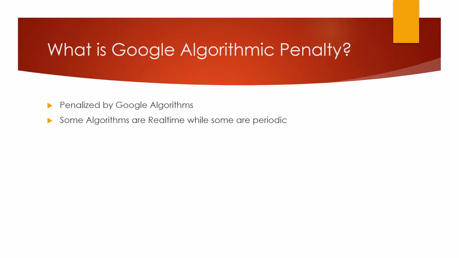So, basically, there are two types of algorithms. The first one is the real time algorithm, and the second one is periodic. The real time is active all the time. For example, if you create a bad backlink or do over optimization, you will get penalized in an hour or a few minutes. It depends on the crawl. While in periodic algorithms, you will get penalized when Google presses the button. For example, Google core updates, you will get penalized at least 2 or 3 times in a year.